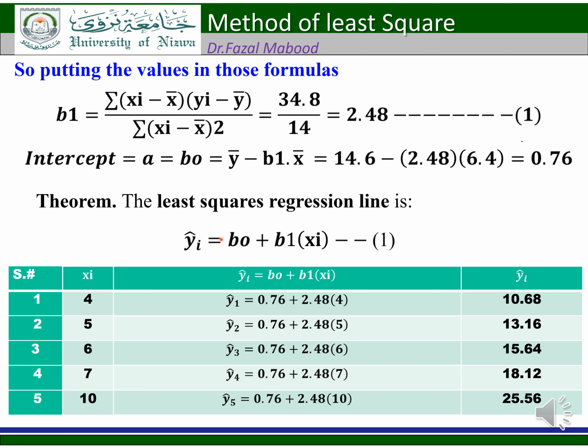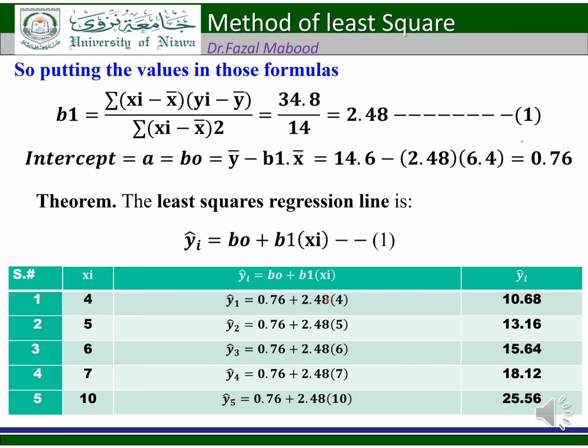Now, using the regression model, y estimated is equal to intercept plus slope times xi. Here we need another table. In this table you see the x variable, x1, x2, x3, x4. For x the values are 4, 5, 6, 7 and 10. Here is the regression model formula. To estimate the magnitude of y1, it is 0.76 plus 2.48 times the value of x1. Then we put the value of x2, then x3, then x4, which is 7, and then x5, which is 10.